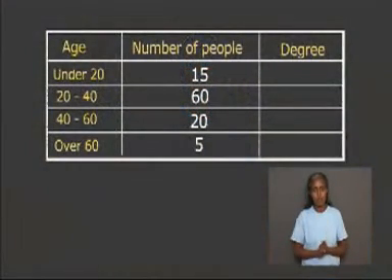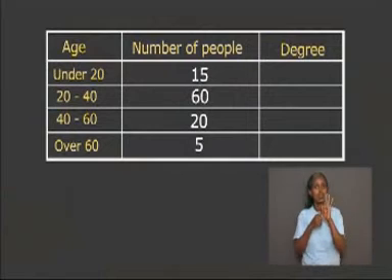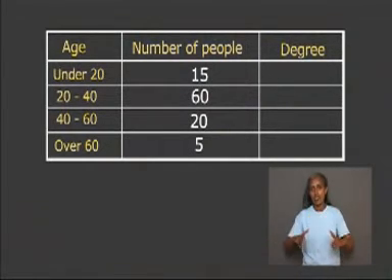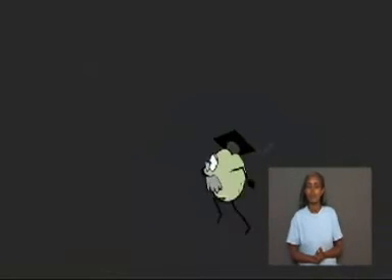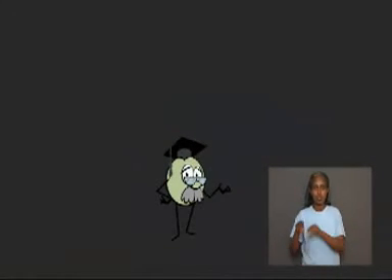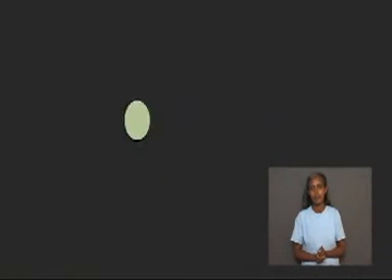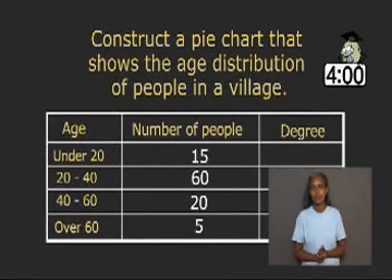Students, I would like you to construct a pie chart. Here is a chart that shows the age distribution of people in a village. With the same partner as before, fill in the values for the degree column and construct a pie chart. You may begin now. Students, let's get ready. Begin.